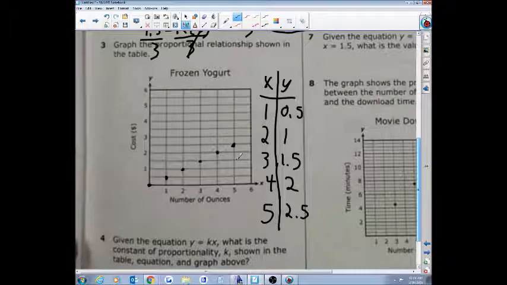So if we wanted to, we could put a line through this, and because it is a straight line, because it's a proportional relationship. Remember, proportional relationships are always straight lines, and they always go through the origin. The origin is the 0, 0, where X is 0 and Y is 0.